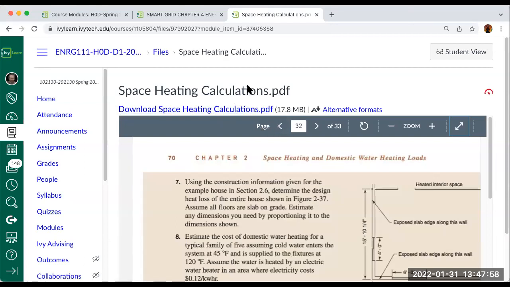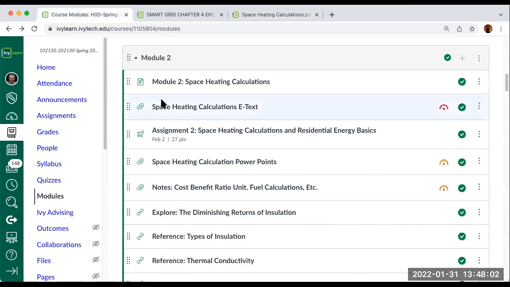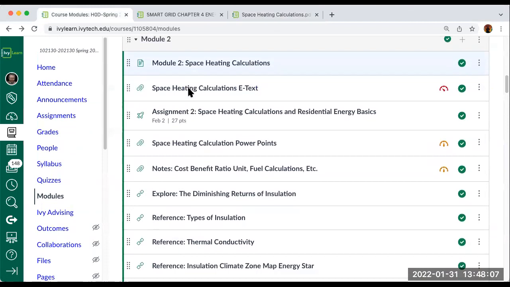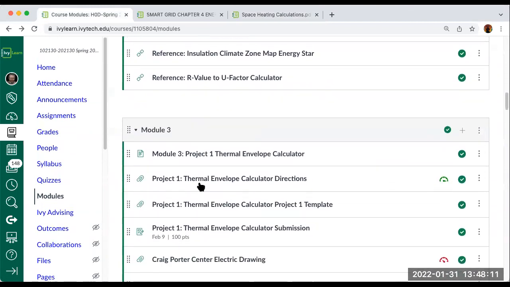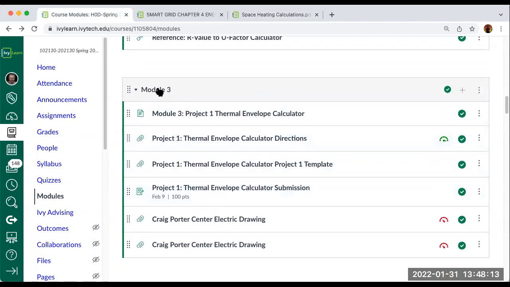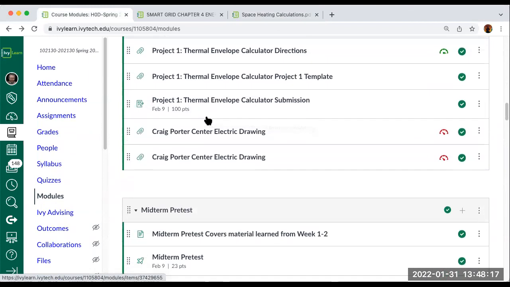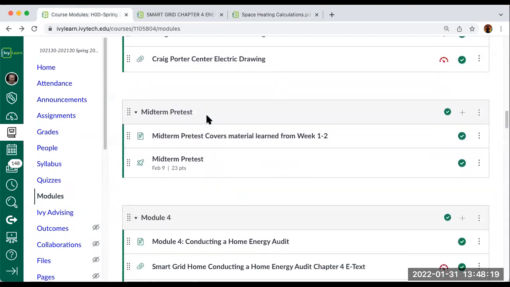Any questions? Okay, so that brings us all the way through our module 2. And we've already done, as a group, we worked on our module 3, project 1. So we can put that behind us.